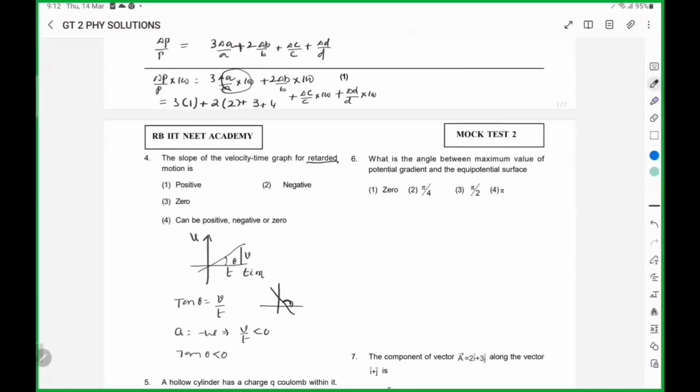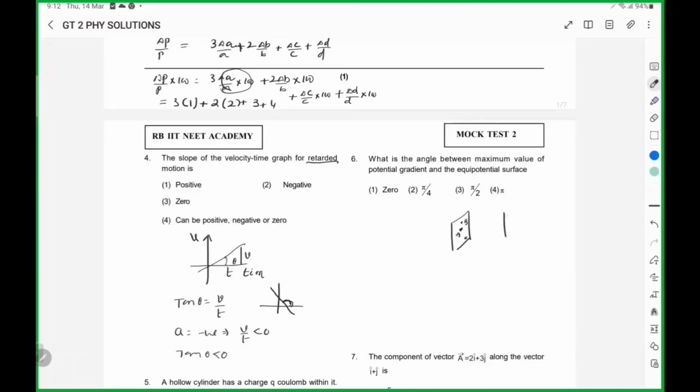So what is the angle between maximum value of potential gradient and the equipotential surface? Suppose let us consider an equipotential surface. For equipotential, wherever you choose 2 points on the surface, potential will be the same. Then such a surface is an equipotential surface.